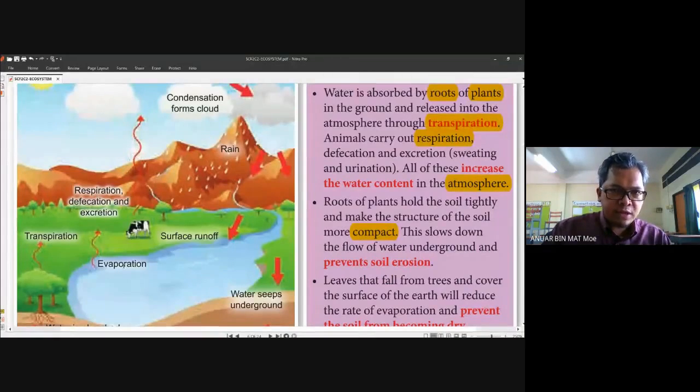Evaporation, if you still remember the state of matter, from liquid to gas, we call it evaporation. And then respiration, defecation, and excretion is the process of living organism. This also increases the amount of water in the atmosphere. The air around us also consists of water vapor.